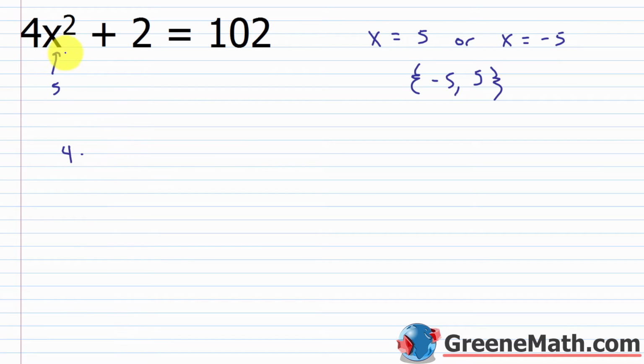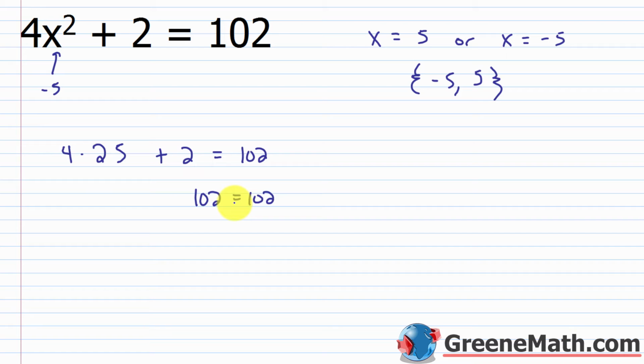You'd have 4 times 5 squared is 25. Then plus 2 equals 102. Yeah, 4 times 25 is 100. 100 plus 2 is 102. You'd end up with 102 equals 102. And again, if I plugged in a negative 5, it would be no different. Negative 5 squared is also 25, so it leads to this exact same scenario.